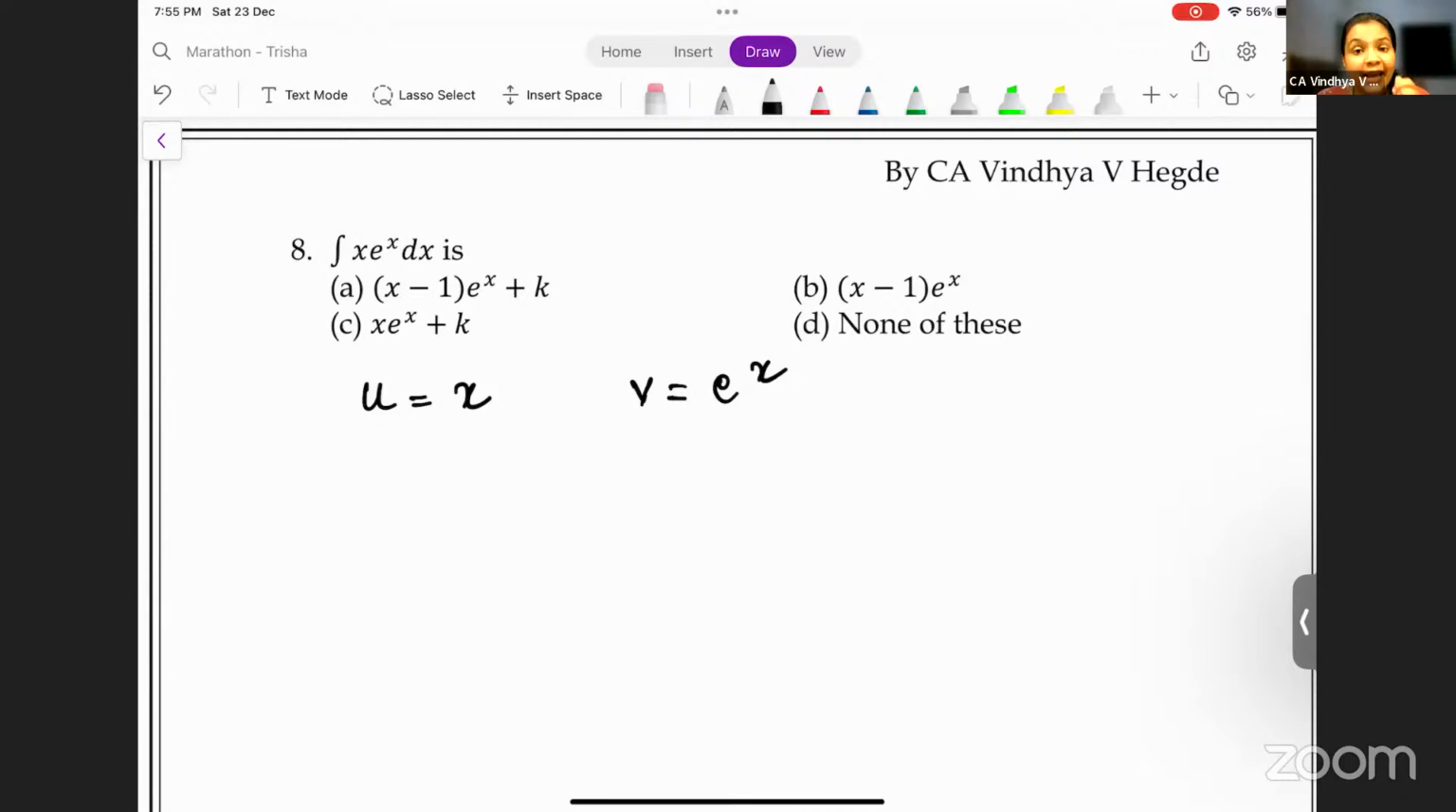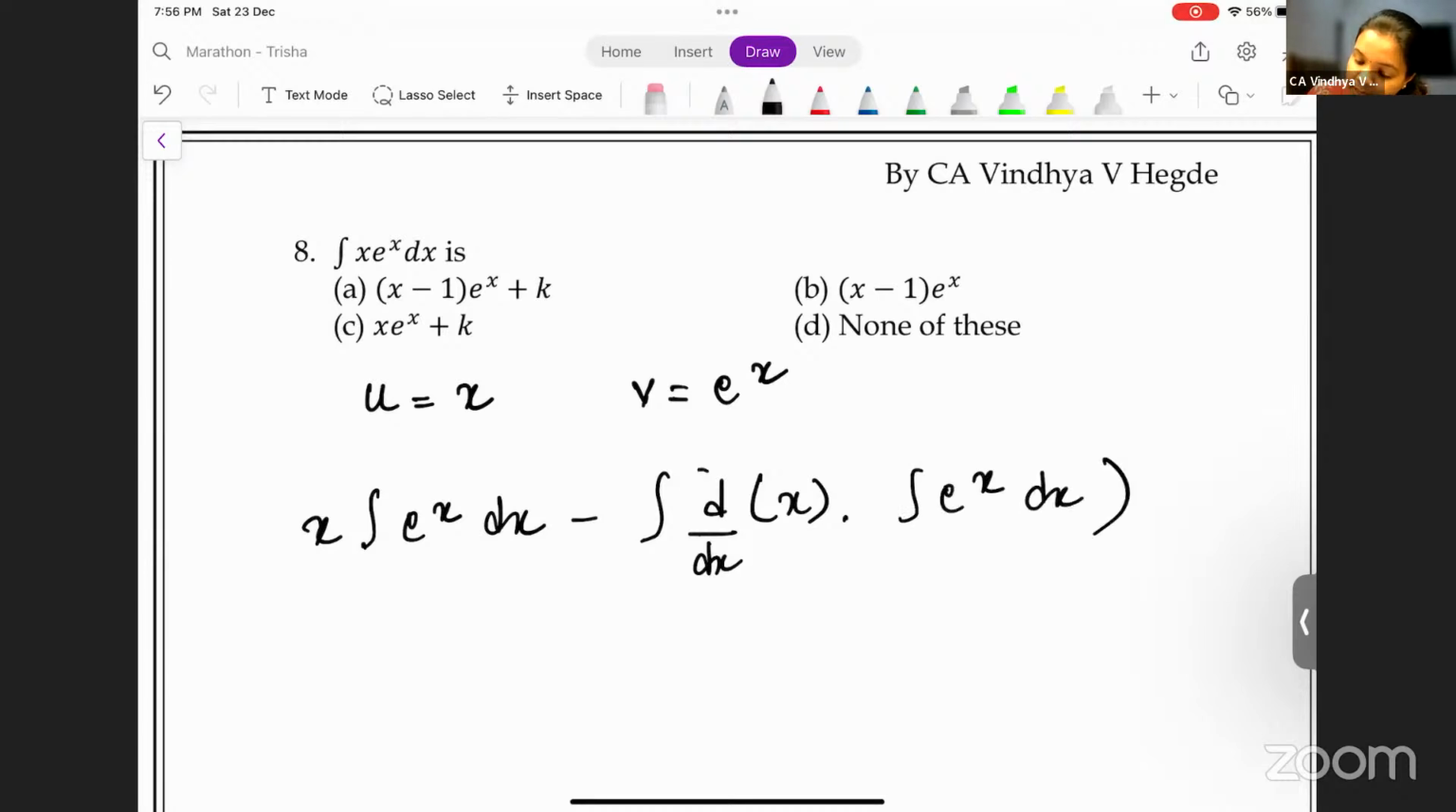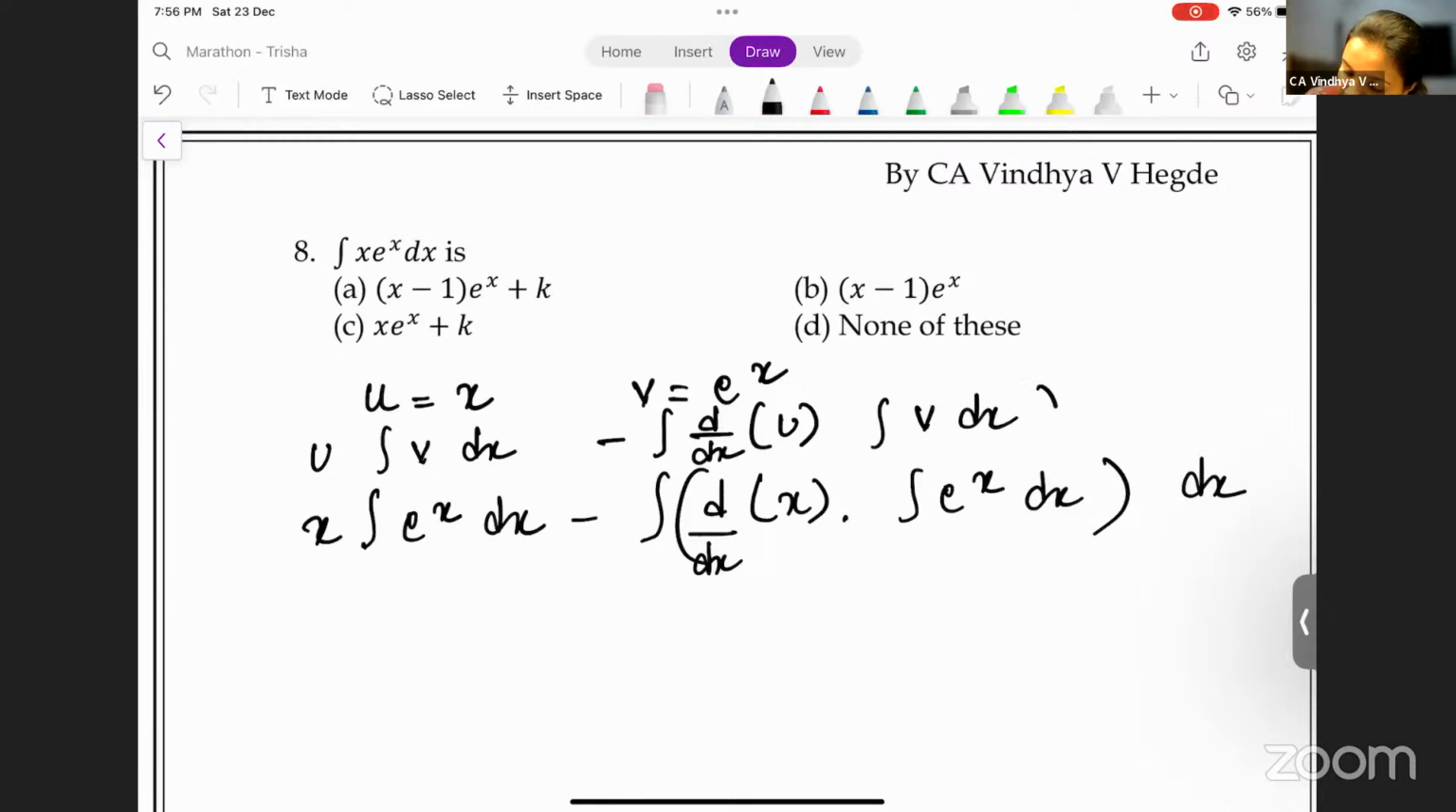Okay, so how do we start first? x into integration of e to the power x dx minus integration of d by dx of u, that is x, into integration of e to the power x dx, into dx. That is, u into integration of v dx minus integration of derivative of u into integration of v dx.